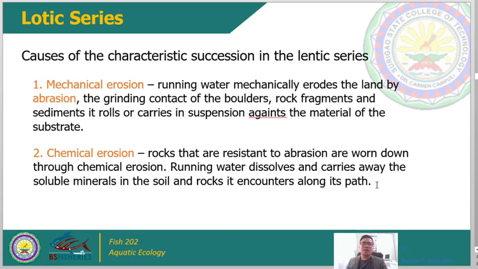So there are cases with falls, since falls are rocky, right? If you have observed where the water from the falls lands, the rocks there become deeper through time. Even if it is only water that hits the rocks, through time the rocks become deeper because of chemical erosion, because water does not only carry water. There are also chemicals in the water coming from the upper zones of the rivers, whether from agricultural lands, some watersheds, or agroforestry lands. Okay, so that is second. Basically, those are the factors that cause the characteristic succession in the lentic series: mechanical erosion and chemical erosion.